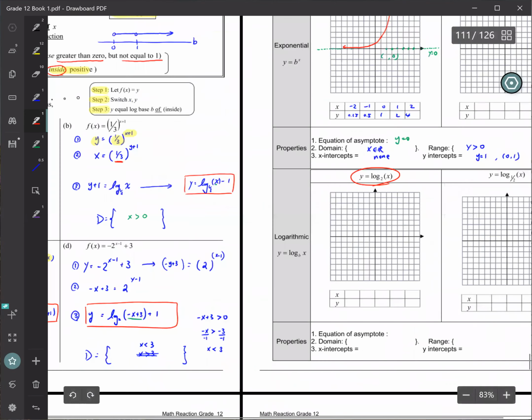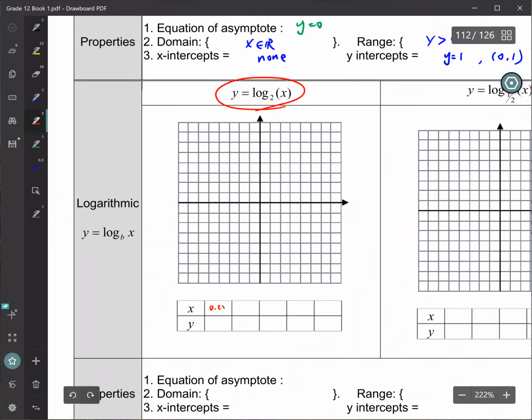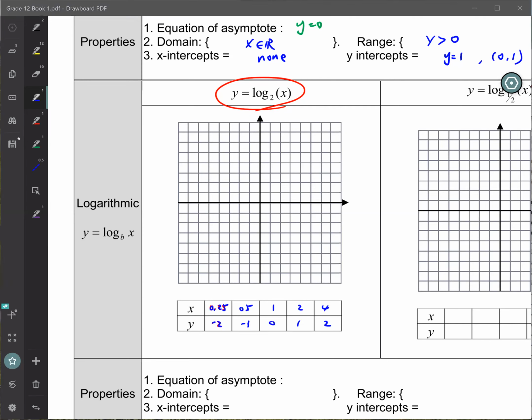So that means the points will swap. So -2, 0.25, they will swap. It becomes 0.25 and -2. Okay, so all the x will become the y, all the y becomes the x. Okay, so we can easily fill in the table now. Okay, and then 0.5, right? 1, and then 2, 4. And then it will also have an asymptote at different place. Okay, so can you please follow the table, draw the points, okay, and connect the lines.